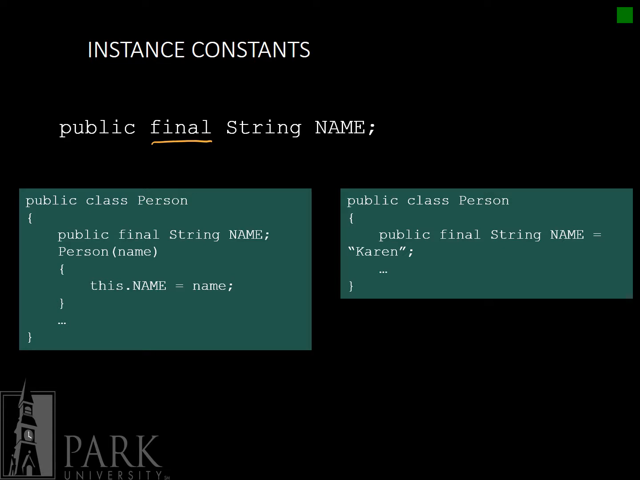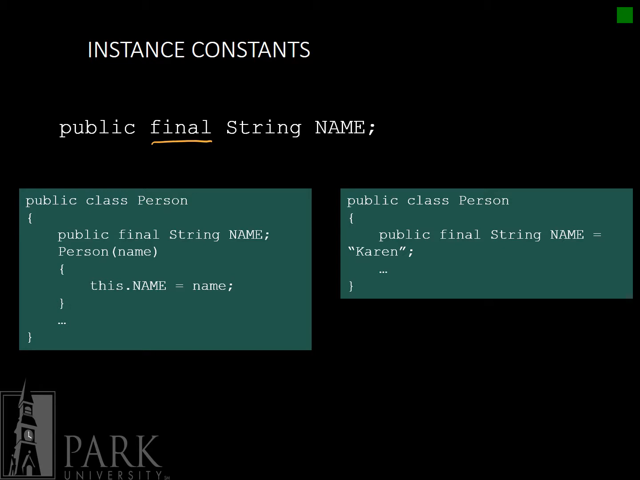It's legal to assign a value to an instance constant only one time, as part of the attribute's declaration or within the object's constructor. Because the final modifier keeps a named constant from being changed after it's initialized, it's safe to make the instance constant public. This makes it easy to determine the value of an object's permanent attributes.